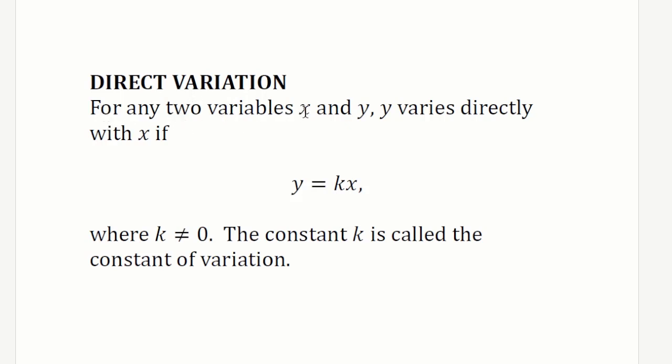For any two variables, x and y, we say y varies directly with x if y equals k times x, an equation where k is a non-zero value. This k is a constant value called the constant of variation. I want anyone viewing this lesson to pay closer attention to this line right here, so let me highlight it: the line that says y varies directly with x. This is the phrase with the proper verb and nouns.